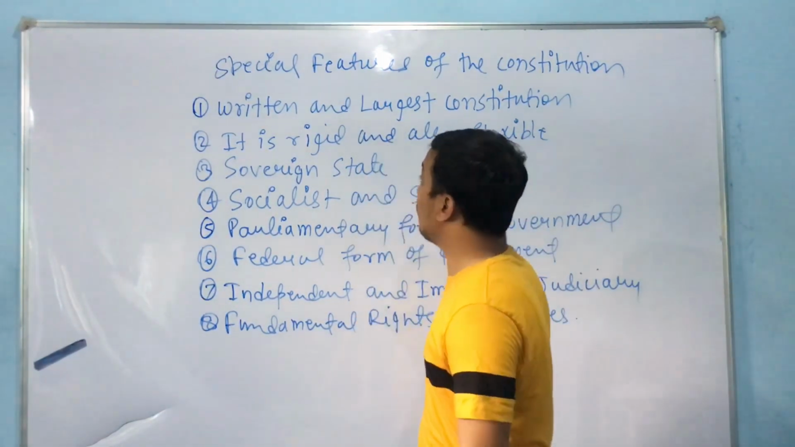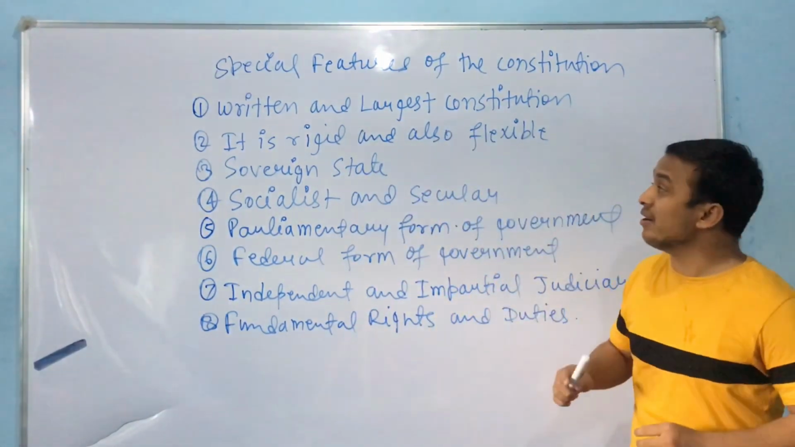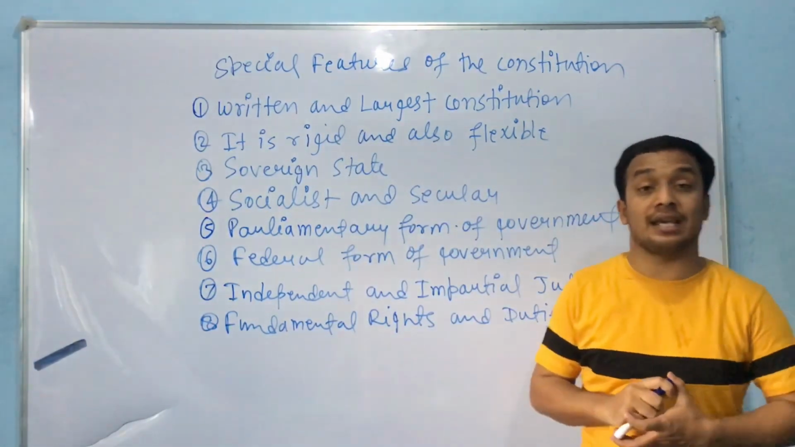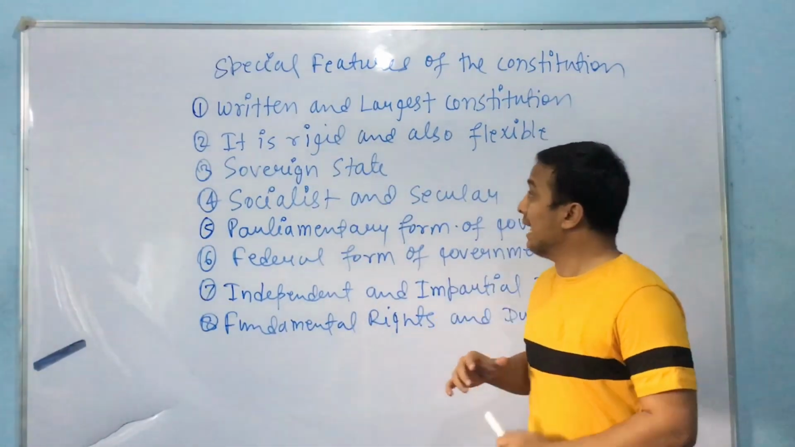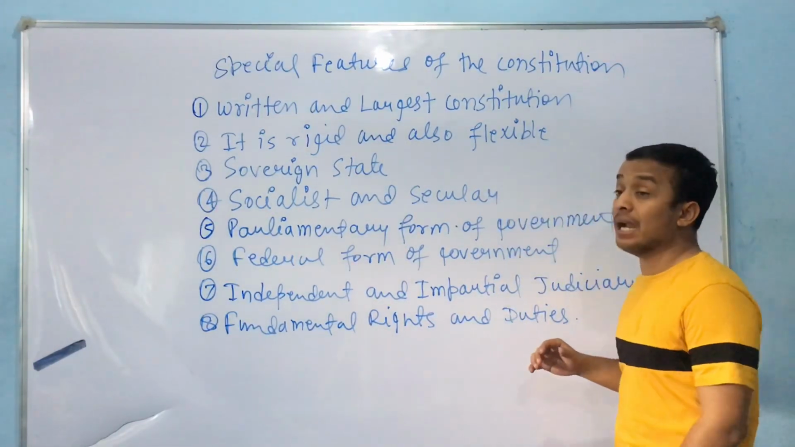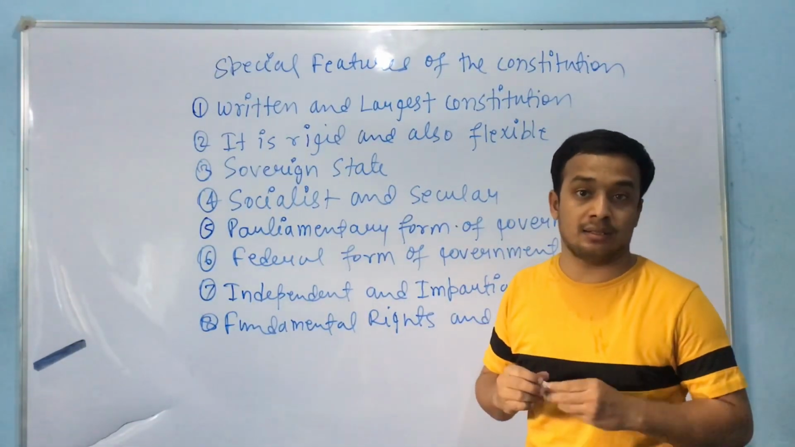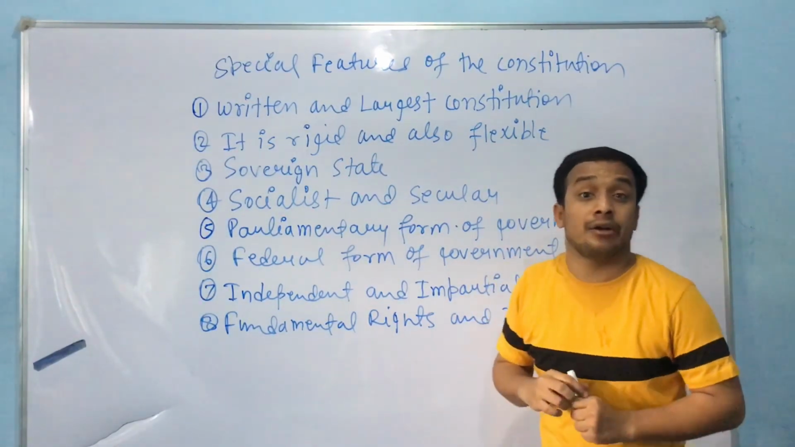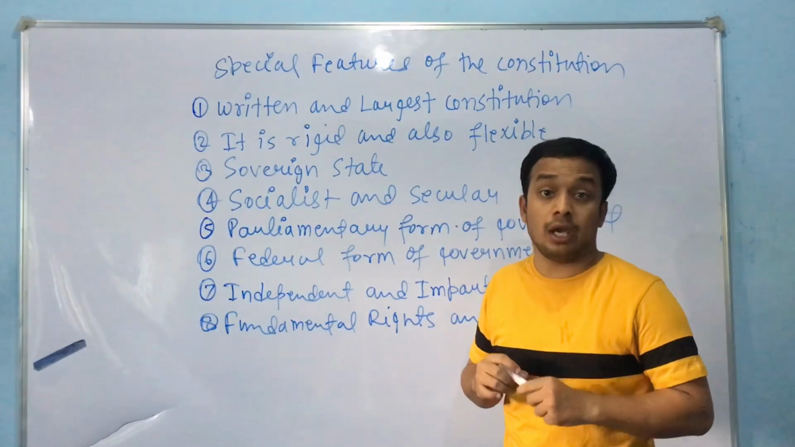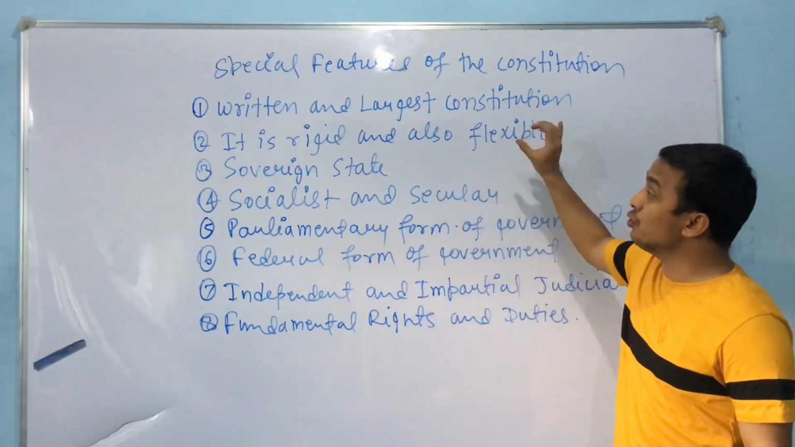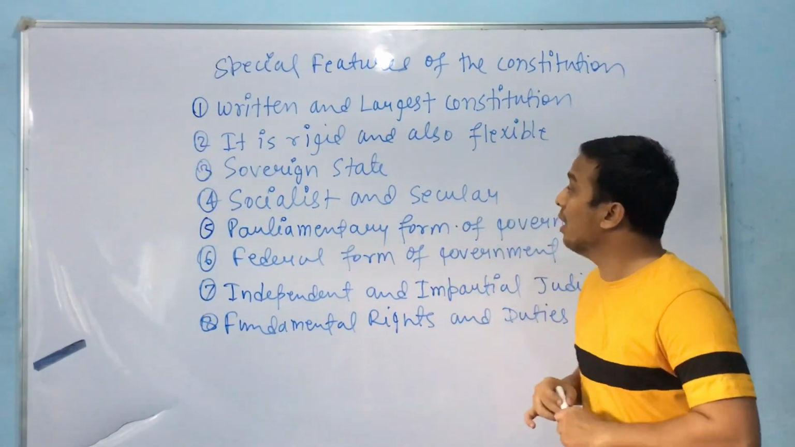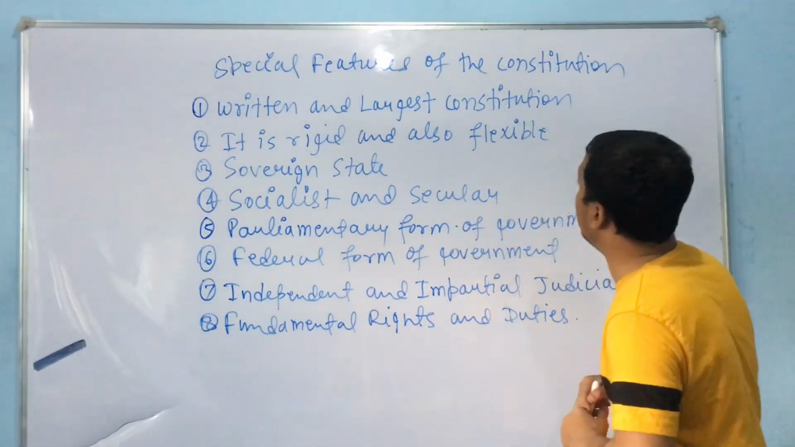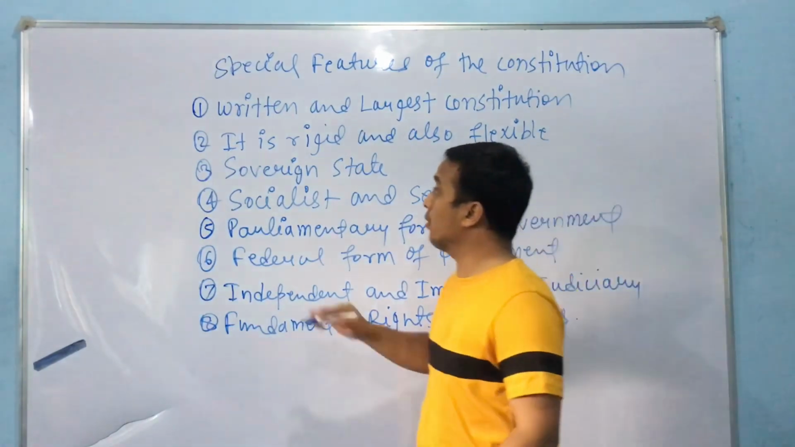Okay, so now first feature is Indian constitution is written and the largest constitution in the world. Okay. It has more than 395 articles divided into 12 schedules and 22 पार्ट्स। ओके, सो इंडियन कॉन्स्टिट्यूशन जो है वो सबसे बड़ा है। ओके, सो फर्स्ट स्पेशल फीचर इज रिटन एंड लार्जेस्ट कॉन्स्टिट्यूशन इन द वर्ल्ड। ओके, गॉट इट?